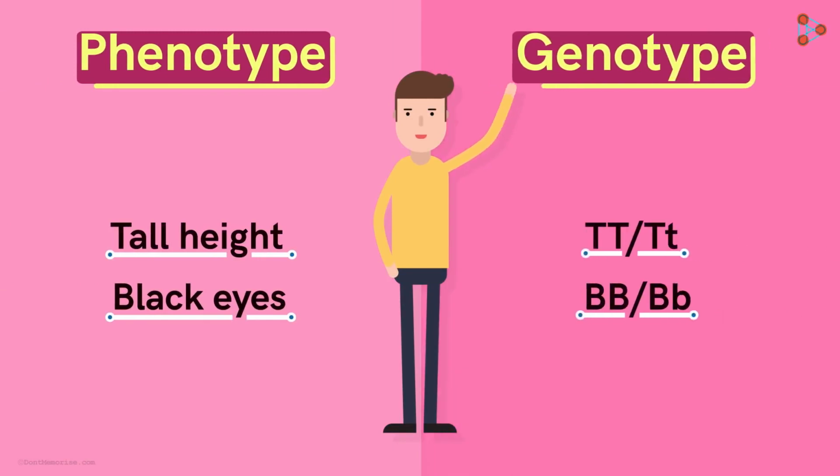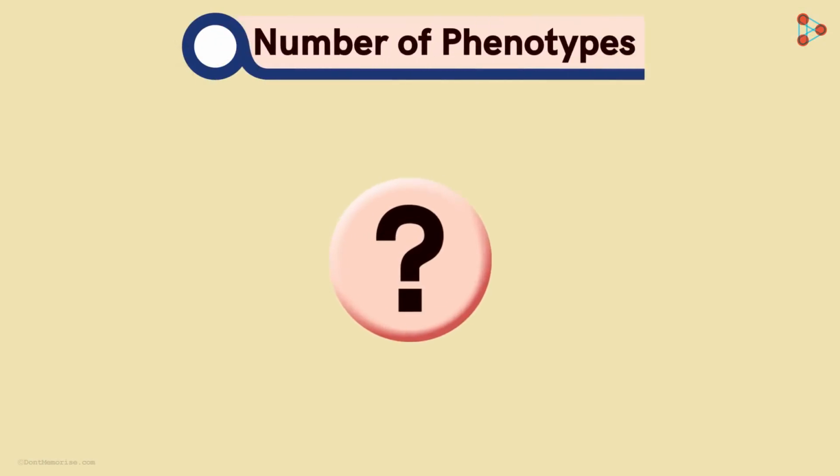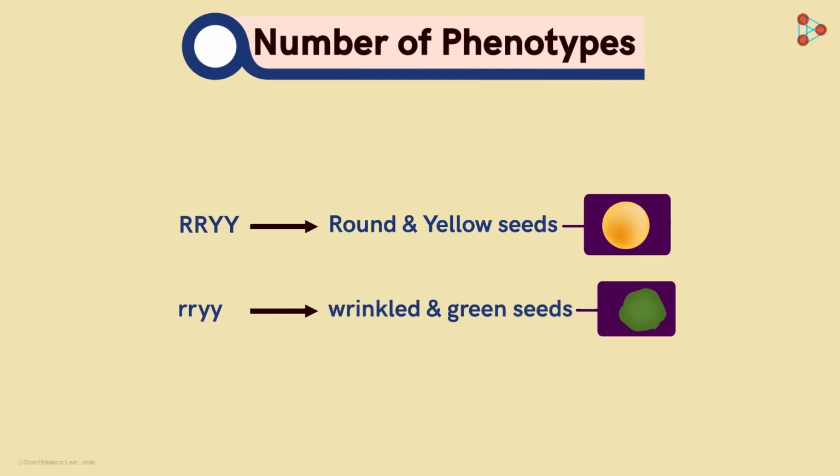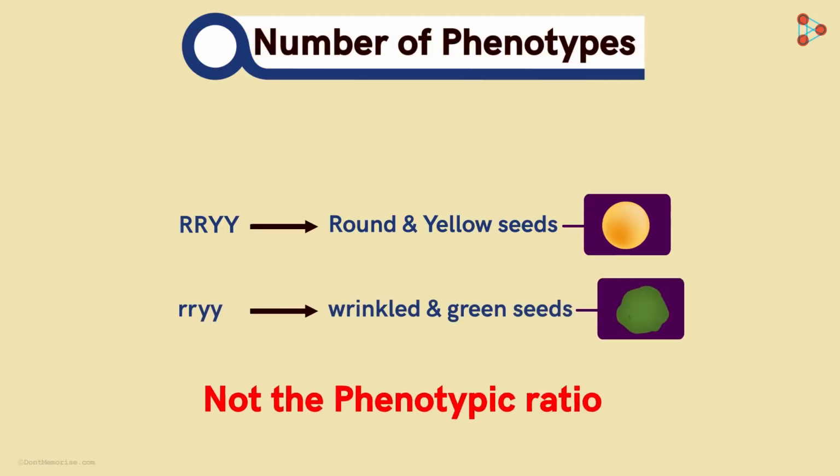Phenotype and genotype are the important concepts which we know pretty well. Now, can you tell me how many phenotypes are obtained on crossing a homozygous plant having round and yellow seeds with another homozygous plant having wrinkled and green seeds? We want the number of phenotypes and not the ratio.